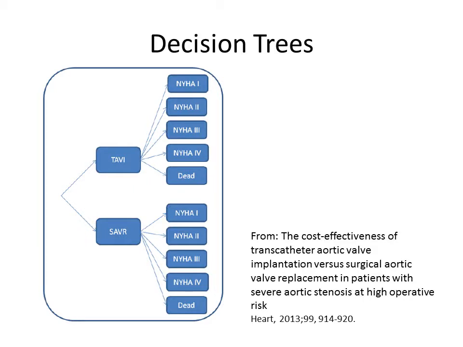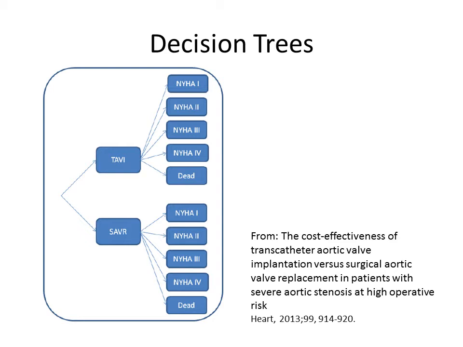So I've chosen this example of a decision tree, and it really represents the most simplistic conceptualization that you could use. This was a study that looked at TAVI versus surgical aortic valve replacement. And you can see that the pathways that people could follow were TAVI, followed by a series of New York Heart Association functional classifications, or they could proceed to a state of being dead. Alternatively, the traditional surgical aortic valve replacement could have been used, and again, there are these functional classifications that people will move into.